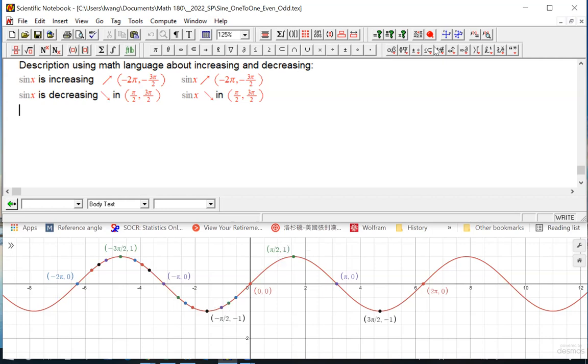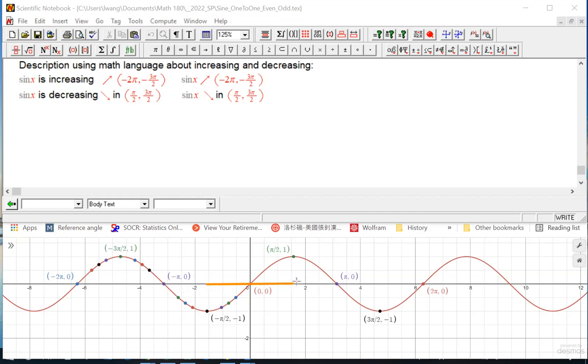This interval is of particular interest. In the future, we're going to come back here for good reason. I want you to remember this.